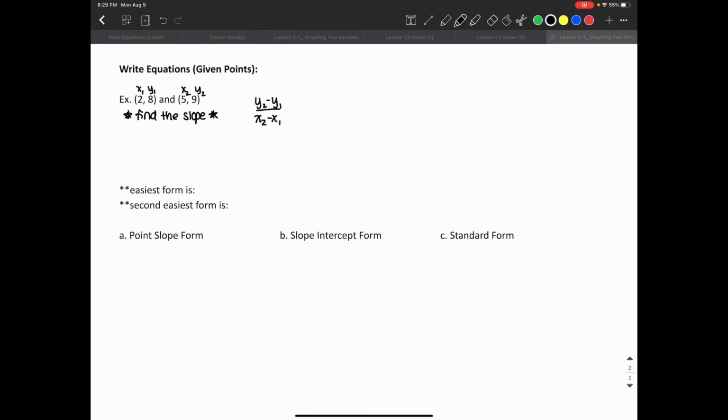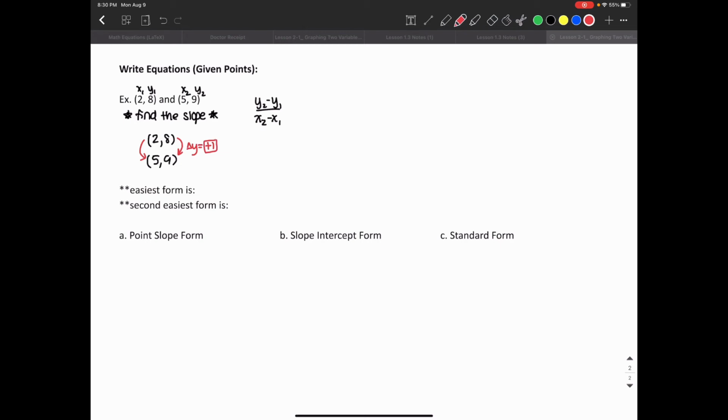I like to put the two points on top of each other, like this. And I like to look at the change in y and change in x from there to make sure that I'm lining them up and doing them. I'm going from this point to this point for both the x's and the y's. From 8 to 9, that's the change in y. And I know the change in y is positive 1.